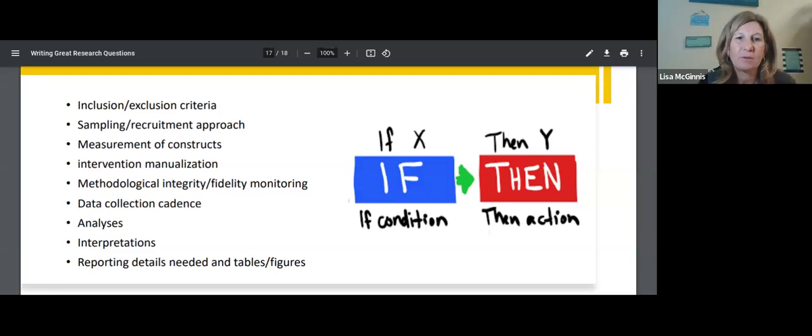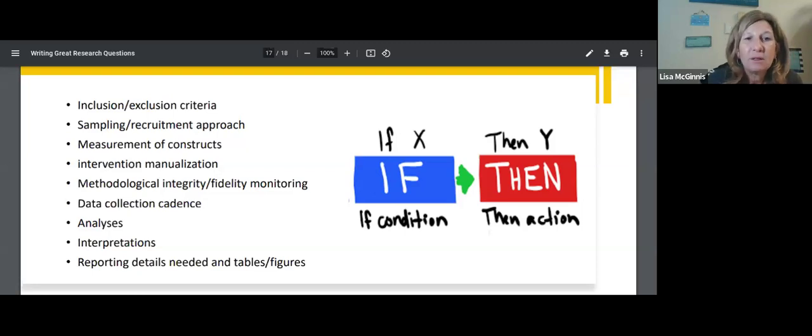Who's in, who's out? What population specifically are we going to be looking at? How are we going to get that population? Do we have access to that population already? Measurement of those constructs. How, again, what's the assessment? How are we going to measure it? We need to make sure that whatever we are applying is applied specifically in the same way to each participant. So that goes back to looking at the way our design is set up.